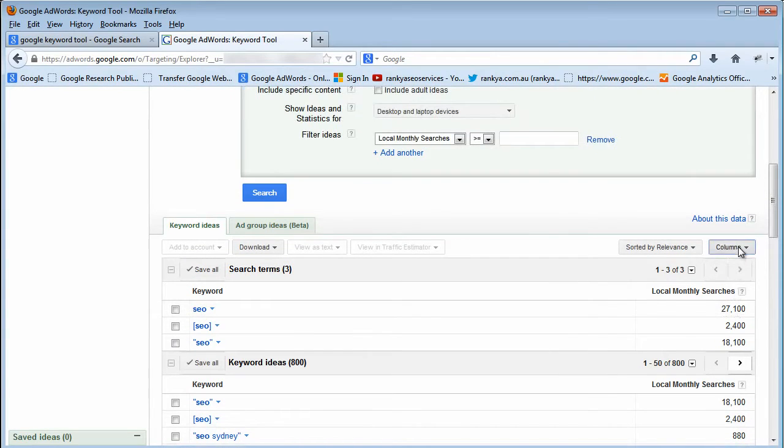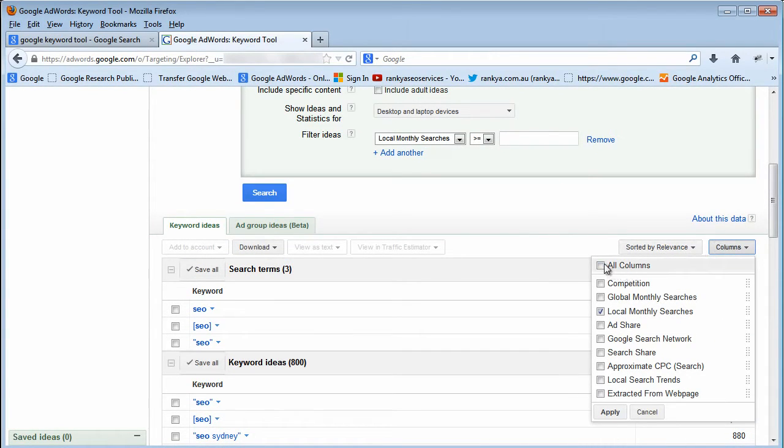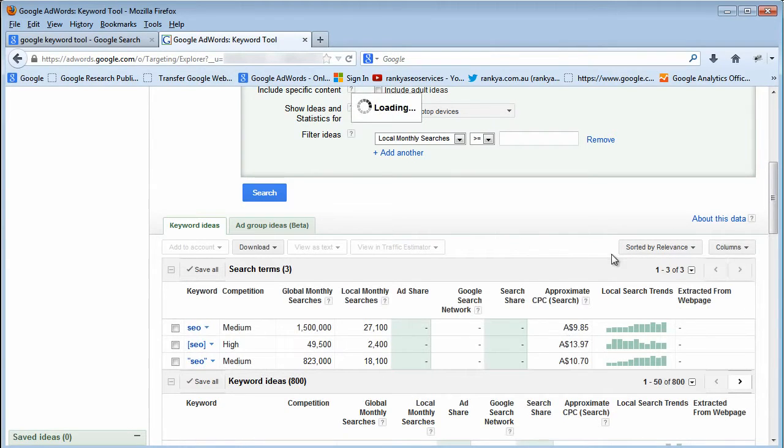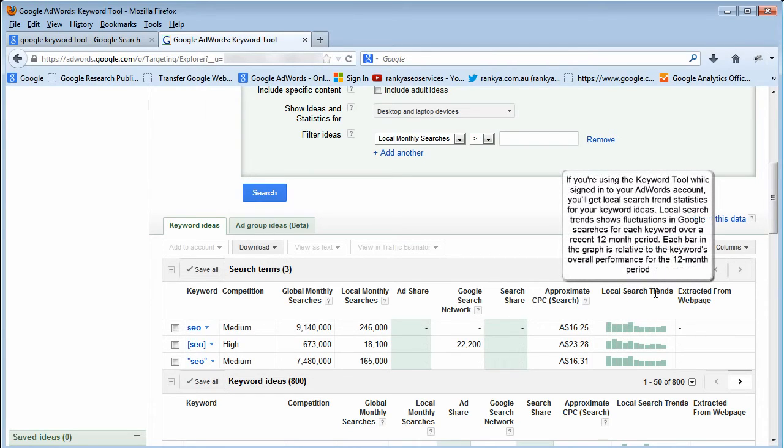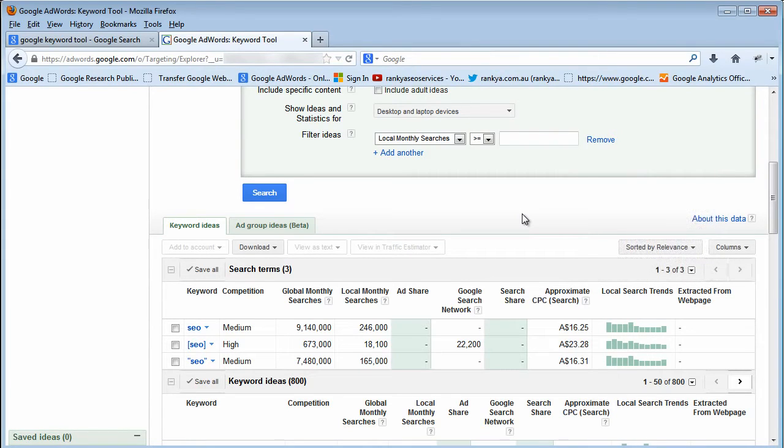On the right hand side here, we've got columns. You can choose all columns. Let's apply that filter, and as you can see, Google being Google, it's going to give us more options here, okay? Now, local search trends become very important, especially if you have an online business that offers products and services based on seasons, for example.